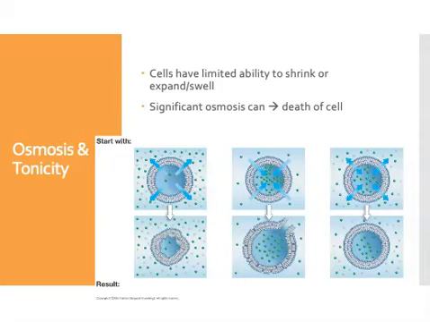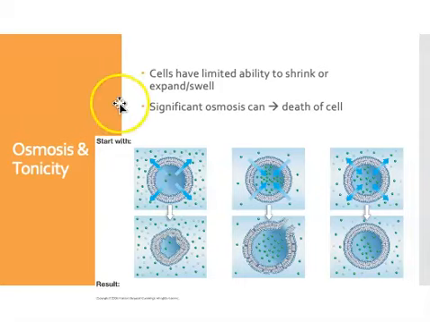Conversely, if a lot of water were to exit a cell through osmosis, that cell would shrink down and even collapse. Osmosis, therefore, is something that can be very dangerous to living cells. What we'll talk about now is the process of osmosis in living cells and this related concept of tonicity.